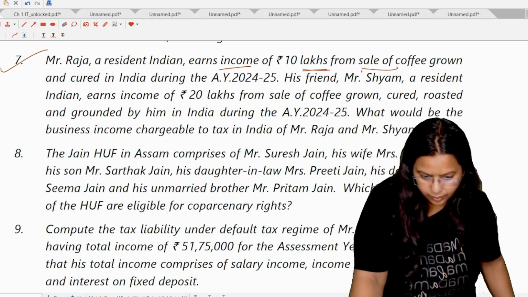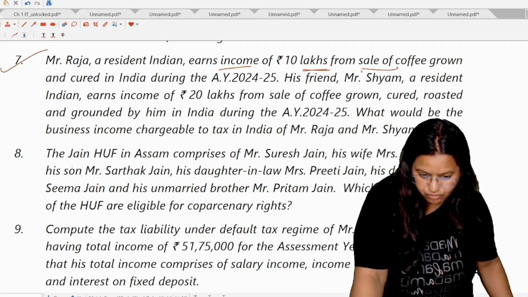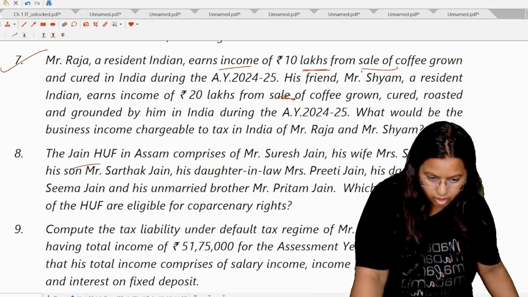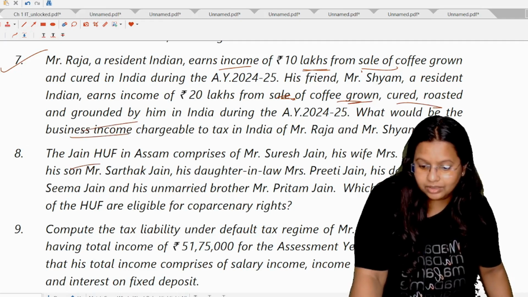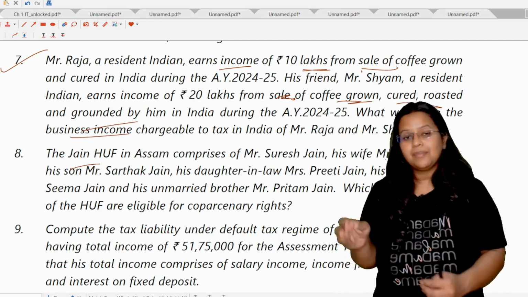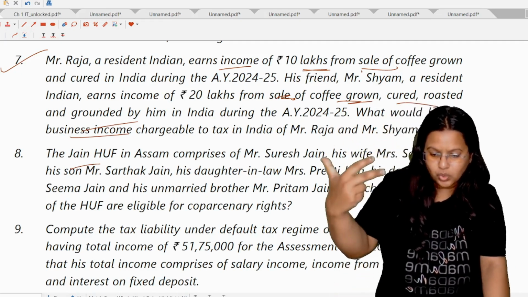Okay. Now, his friend Mr. Shyam, a resident Indian, earns income of rupees 20 lakhs from sale of coffee grown, cured, roasted and grounded by him. It means his friend Mr. Shyam is doing 4 processes here. He is doing the coffee growing, curing, roasting and grounding.